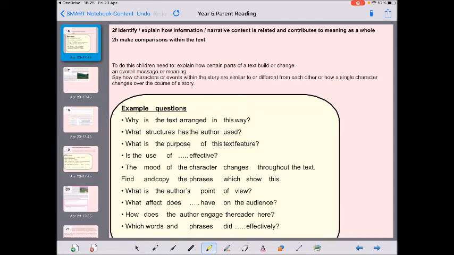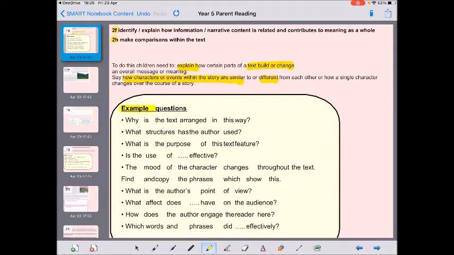We then have content domain 2F and 2H. The first is identify and explain how information or narrative content is related and contributes to meaning as a whole, and the second is then make comparisons within the text. To do this, children need to explain how certain parts of the text build or change an overall message or meaning, say how characters or events within the story are similar or different from each other, and how a single character changes over the course of a story.